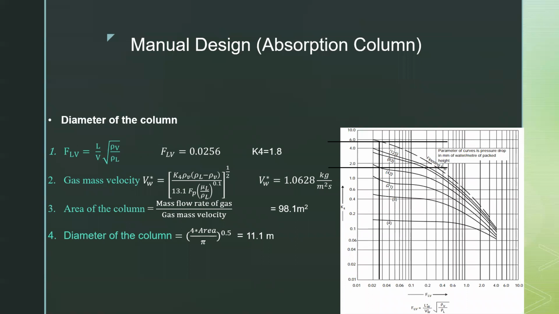By starting the design, the first calculation is to find the diameter of the column, and we do that by obtaining the K4 from this graph. After that, we calculate the gas mass velocity, and in the third step, by this equation, we obtain the area of the column. Finally, by applying this formula for the diameter, we obtained it, and it was 11.1 meters.